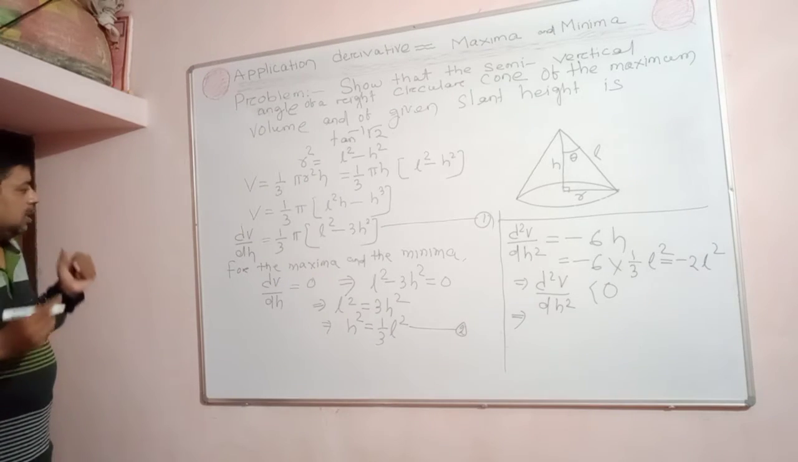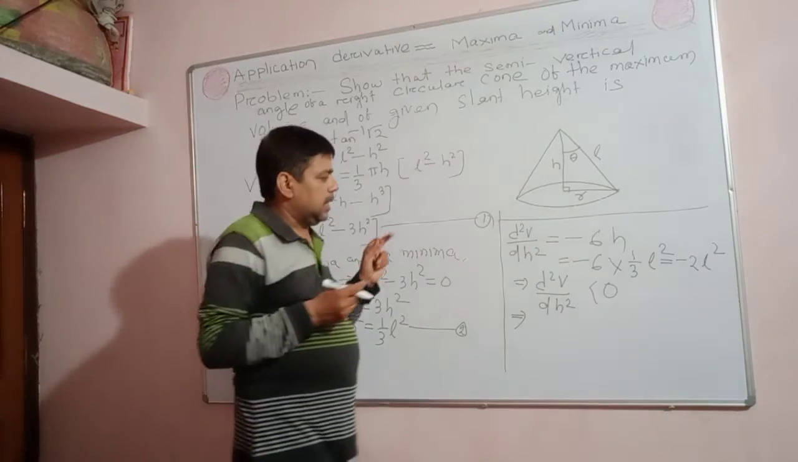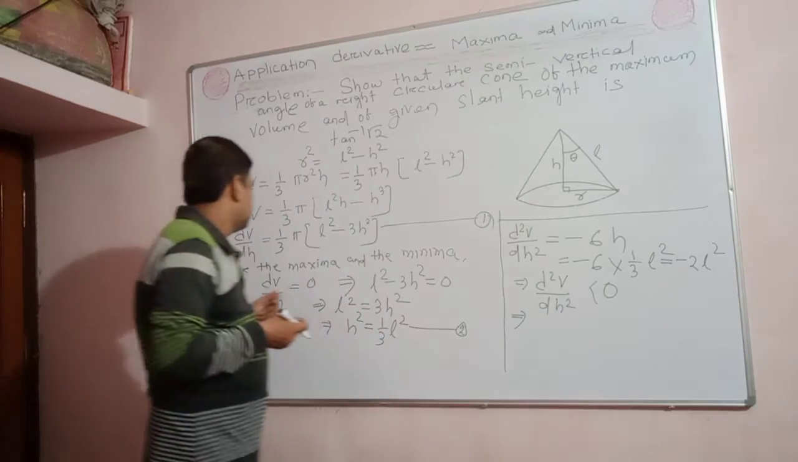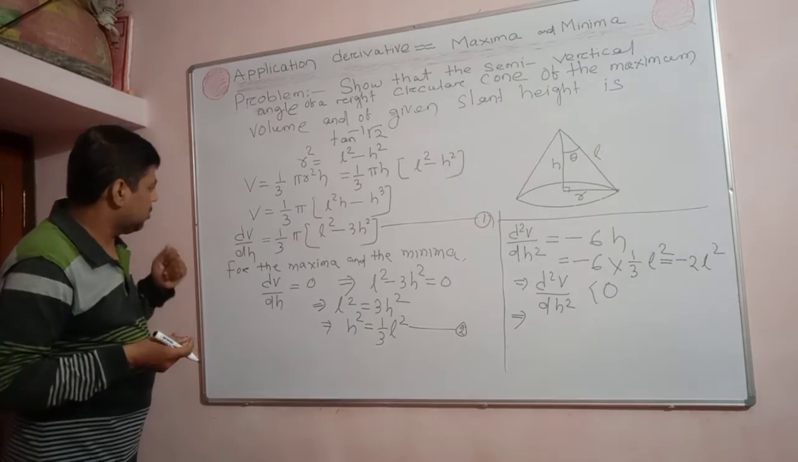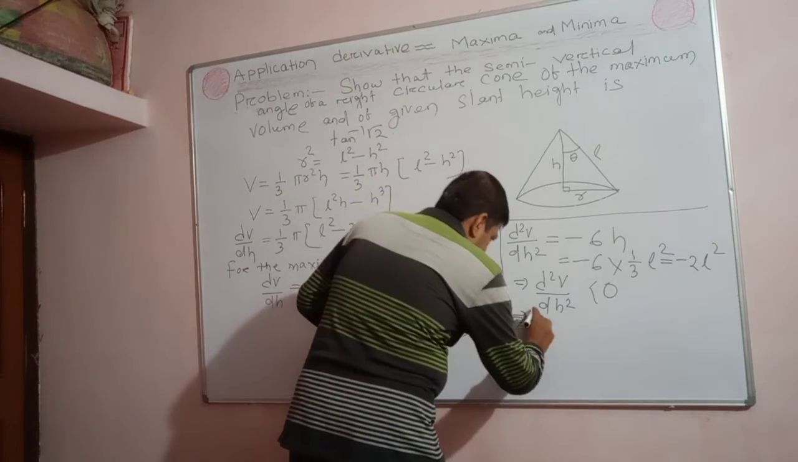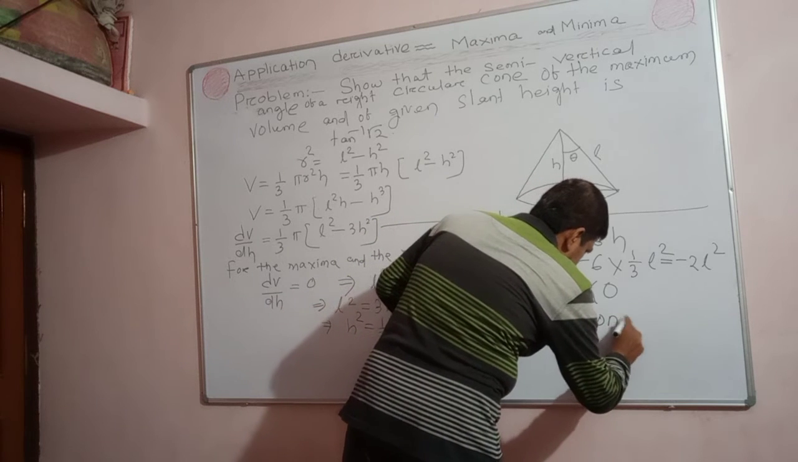All of you know the second order derivative test: if d square V by dh square is negative, the volume attains a maximum. Hence, the volume of the cone must be maximum, and the right circular cone has the maximum volume.